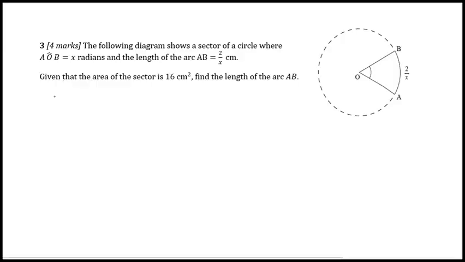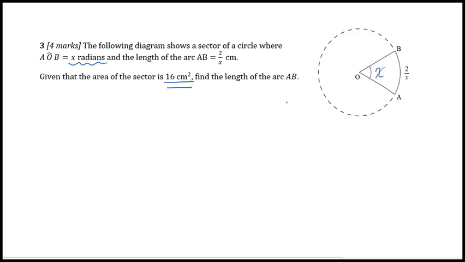Let's go to number 3. The following diagram shows a sector of a circle where angle AOB equals x radians, and the length of the arc AB equals 2 over x. Given that the area of the sector is 16 centimeter square, find the length of arc AB.